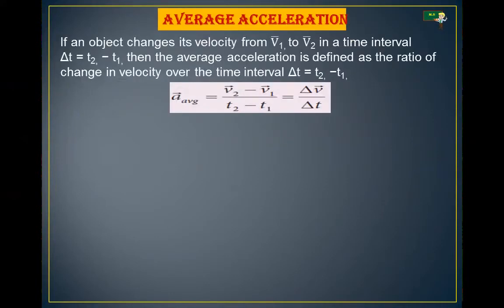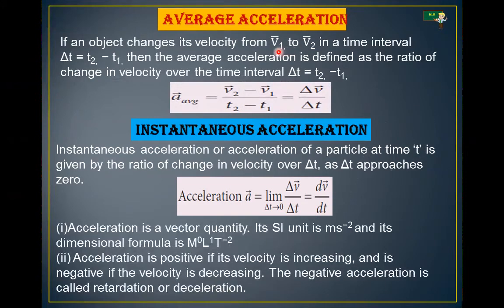Average acceleration. We know what we mean by acceleration. If an object changes its velocity from v1 to v2 in a time interval of t1 to t2, then the average acceleration is defined as the ratio of change in velocity over the time interval. That means del t is equal to t2 minus t1, or average acceleration is equal to v2 minus v1 divided by t2 minus t1, or del v vector divided by del t.